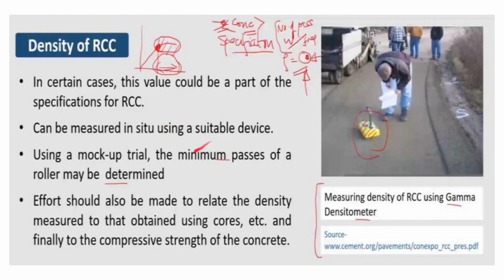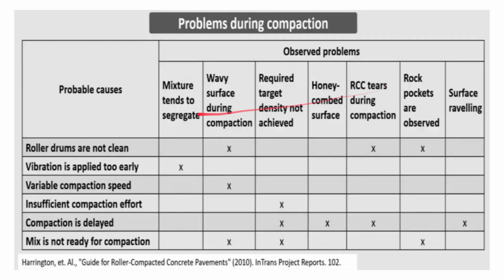It can be measured in situ using a suitable device. Using a mock-up trial, the minimum passes of a roller may be determined. Effort should also be made to relate the density measured to that obtained using cores etc, and finally to the compressive strength of the concrete. So measuring density of RCC using gamma densitometer has been shown here. So various techniques are used for measuring the density.